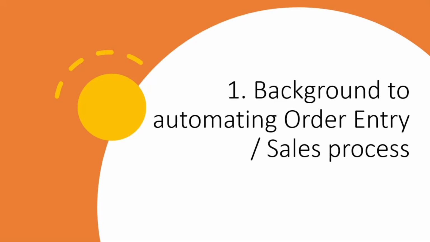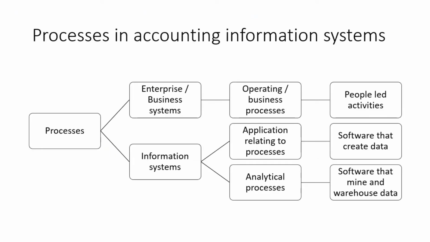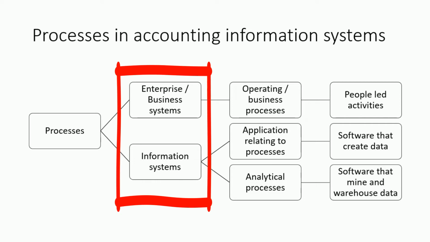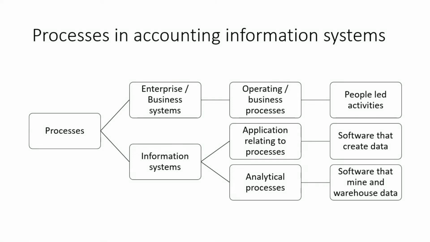When we talk about the order entry and sales process, we can start looking at the background to automate in this process. When we look at processes, they're supported with systems. There are two classifications to these systems: enterprise or business systems and information systems.